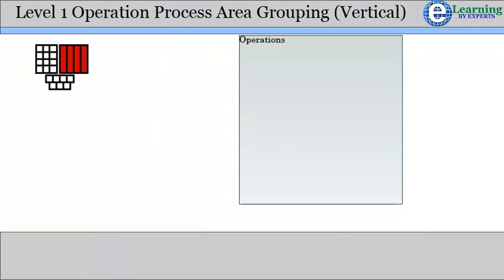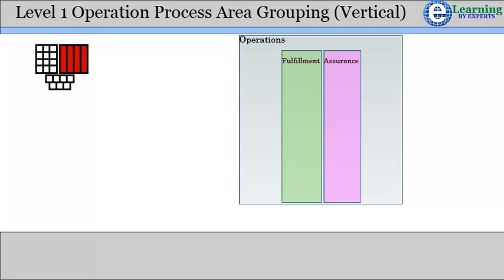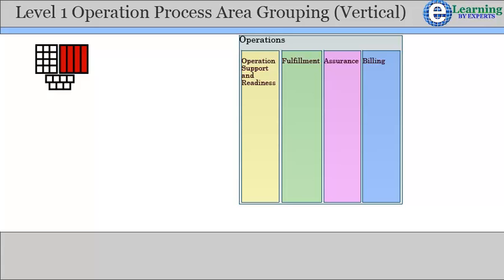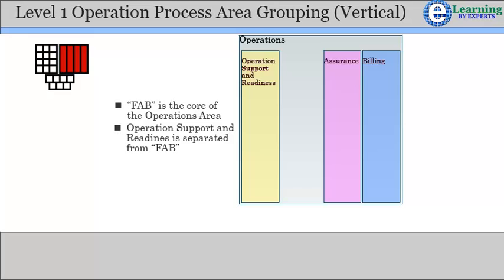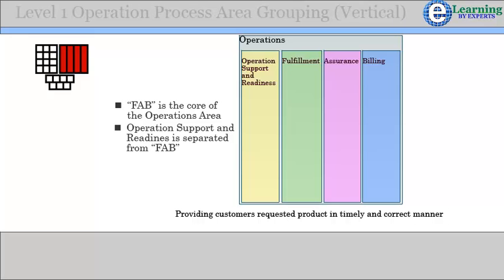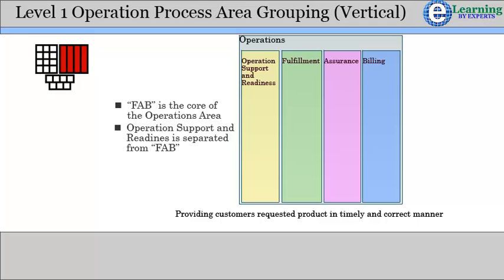The operations process area contains the direct operations vertical end-to-end process groupings of fulfillment, assurance, and billing, the FAB process groupings, together with the operations support and readiness process grouping. Fulfillment process grouping is responsible for providing customers with their requested products in a timely and correct manner.